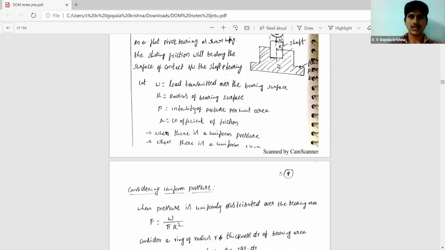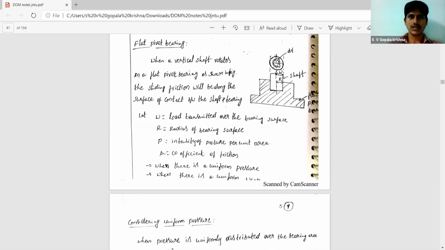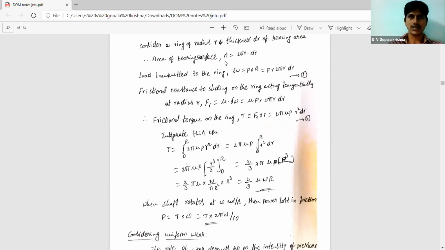So we write the area of the bearing surface of the ring as 2 pi r dr, because the strip circumference is 2 pi r, and the thickness is dr. That is circumference into thickness, which gives the area of the bearing surface.